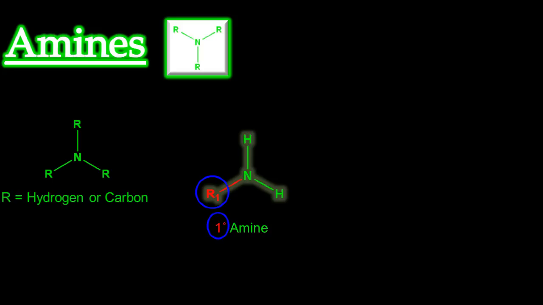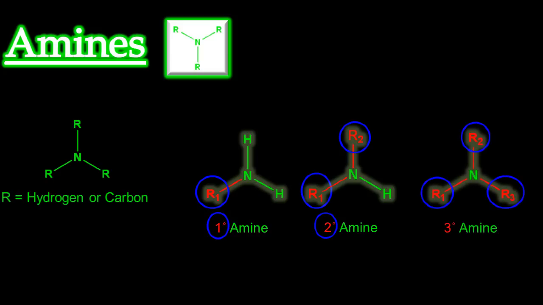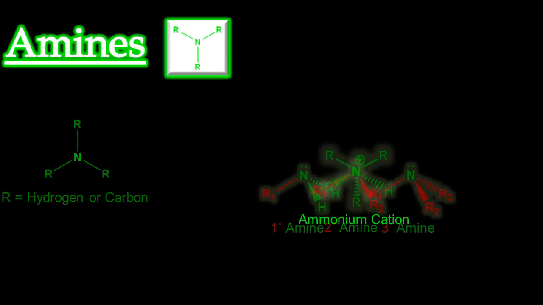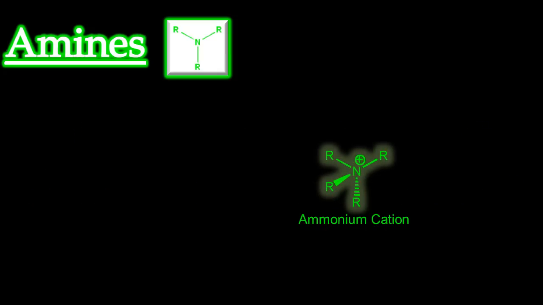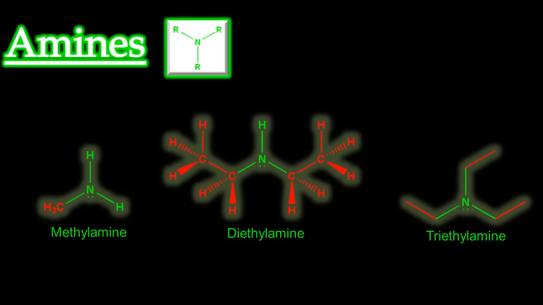Likewise, if two of the hydrogens on ammonia are replaced with carbon-containing groups, then a secondary amine results. And lastly, if all three hydrogens on ammonia are replaced with carbon-containing groups, then a tertiary amine results. If four substituents are attached to a nitrogen, then this would result in an ammonium cation, shown here.